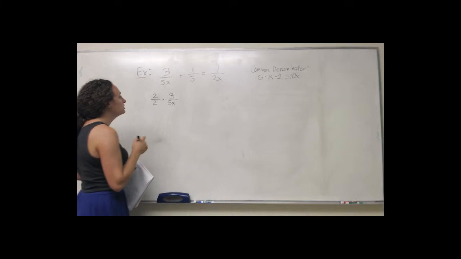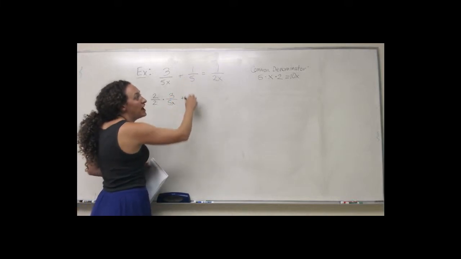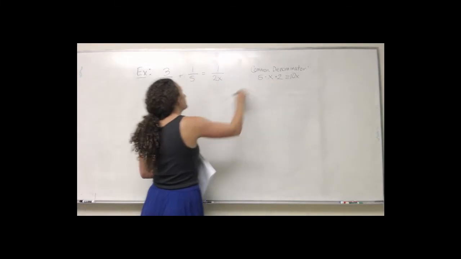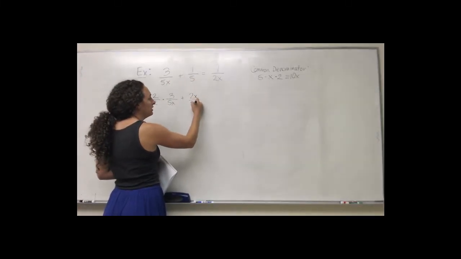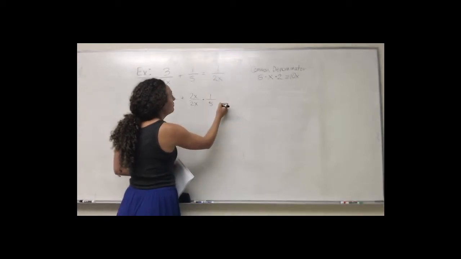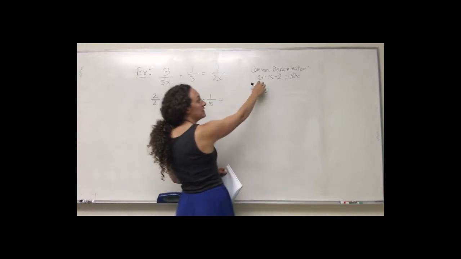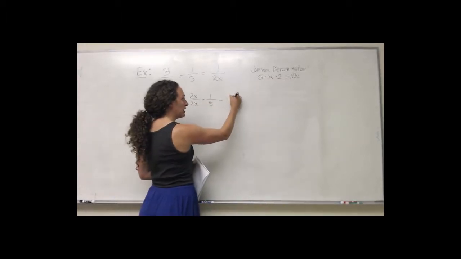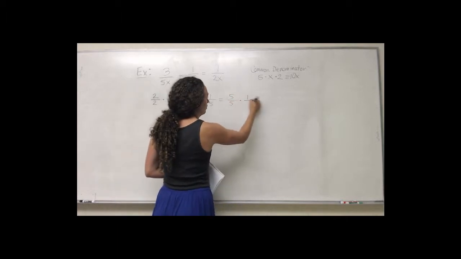So I get 2 over 2 times 3 over 5x. Now here I've got 1 over 5. I'm missing the 2 and the x. So I need to multiply by 2x. So I'm choosing the form of 1, 2x over 2x, times 1 over 5, is equal to, now over here I've got the 2x, I'm missing a 5. So I'm going to multiply by the form of 1, 5 over 5, times 1 over 2x.